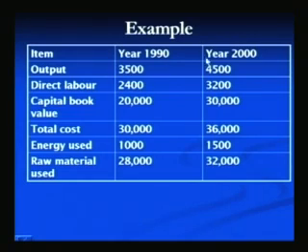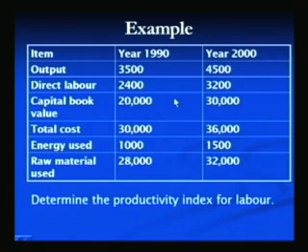If the productivity index for the year 2000 is to be obtained with respect to the year 1990, then how will it be calculated? That we can see from this example. In this particular case, we have to determine the productivity index for the labor. In the same way, the productivity index for the capital book value, total cost, energy used, or raw materials can also be obtained. So, how to solve this problem?